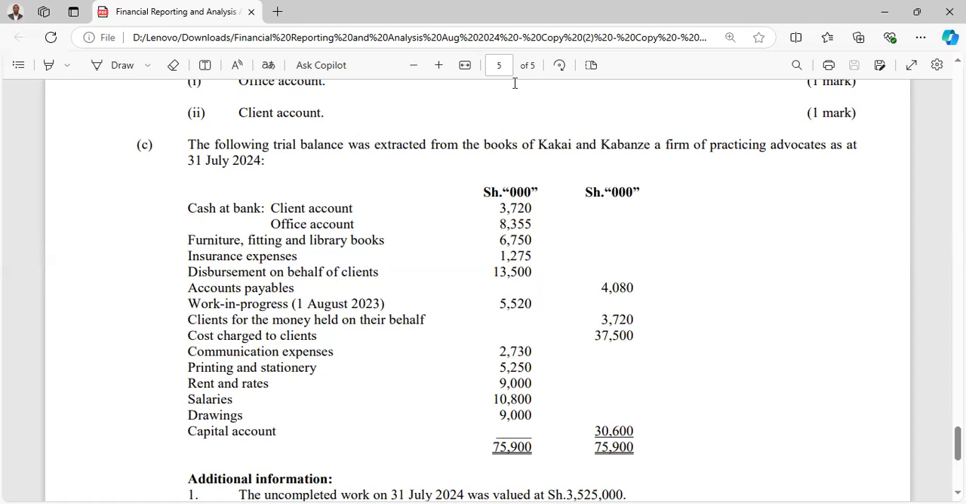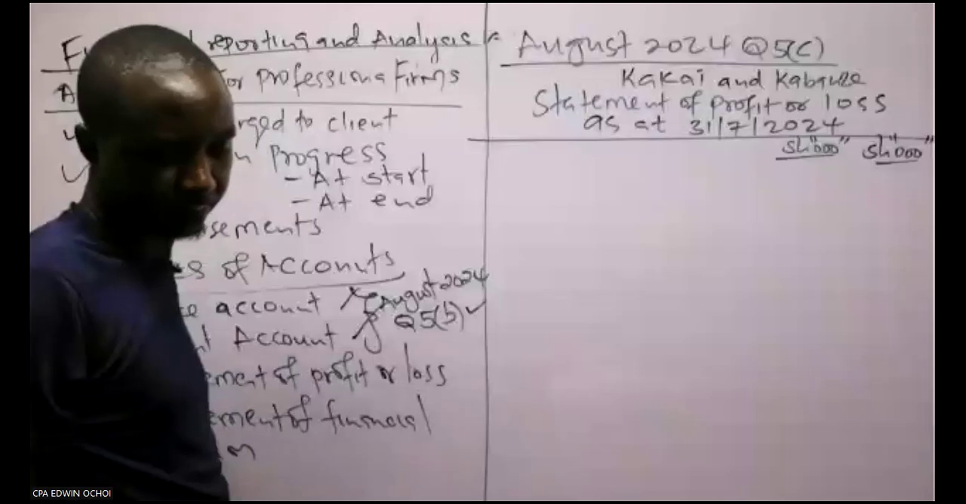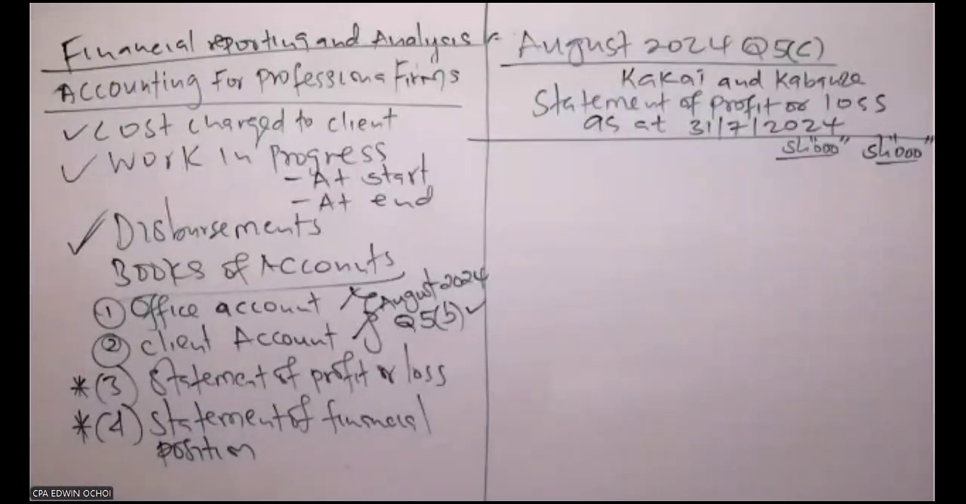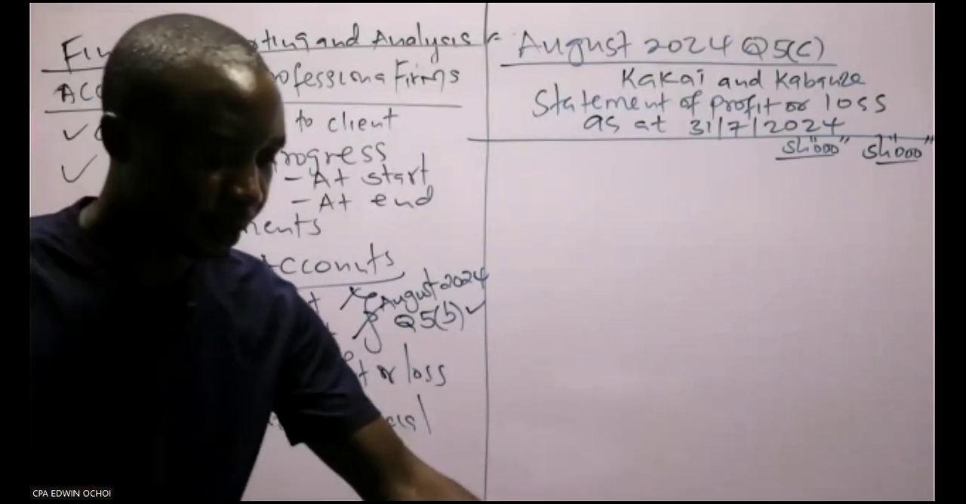We have the shillings in thousands here and shillings in thousands there. So you have there the copy version of the same. So we can start doing. I said we start with incomes.